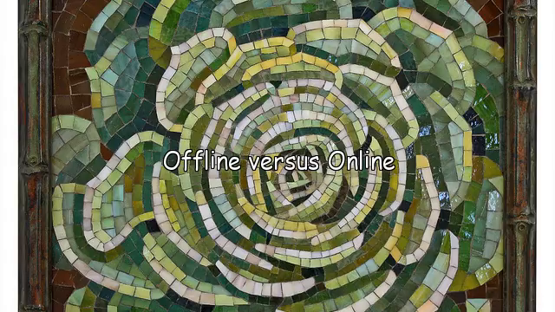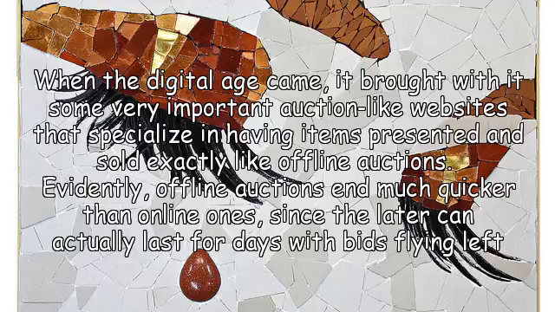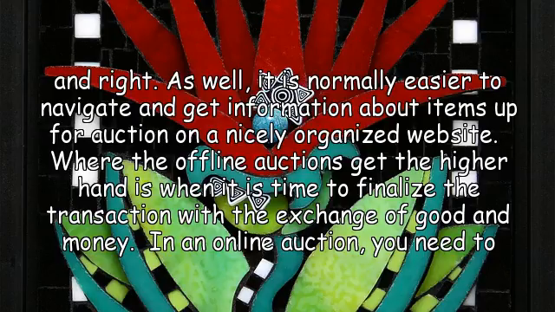Offline versus online. When the digital age came, it brought with it some very important auction-like websites that specialize in having items presented and sold exactly like offline auctions. Evidently, offline auctions end much quicker than online ones, since the latter can actually last 4 days, with bids flying left and right. As well, it is normally easier to navigate and get information about items up for auction on a nicely organized website. Where the offline auctions get the upper hand is when it is time to finalize the transaction with the exchange of goods and money.